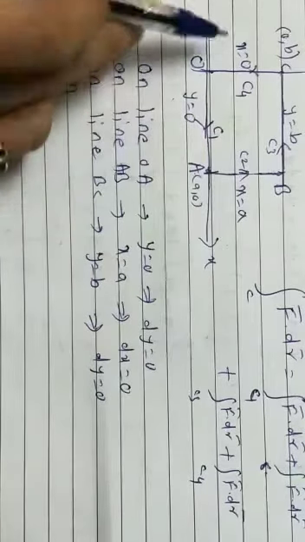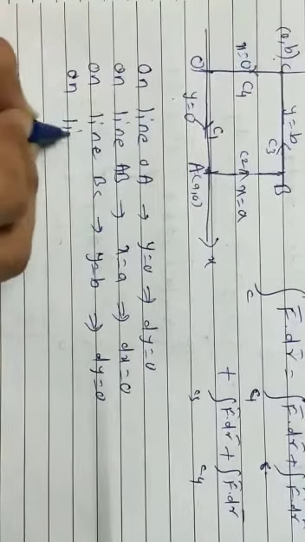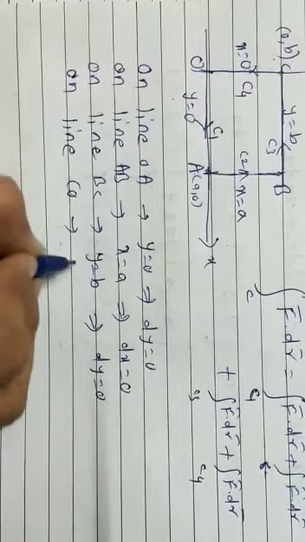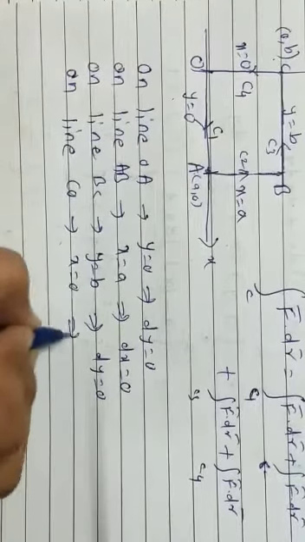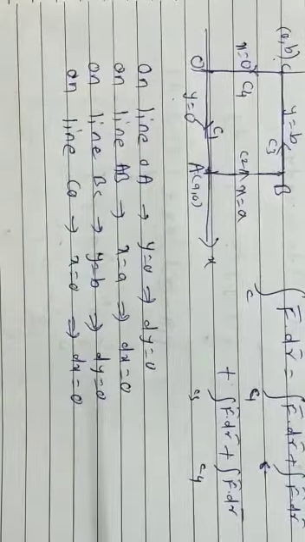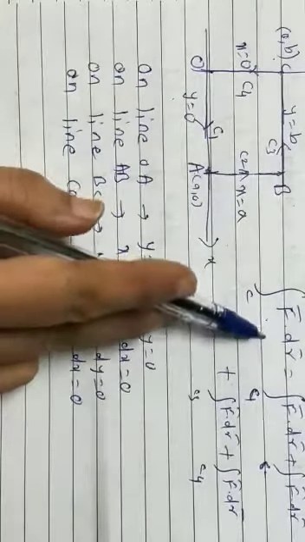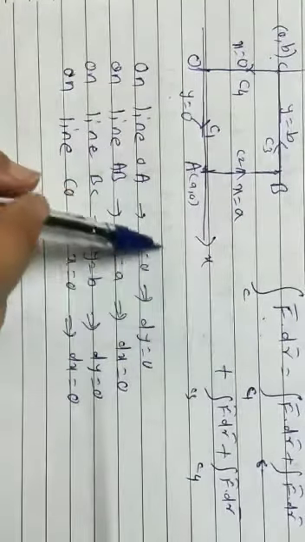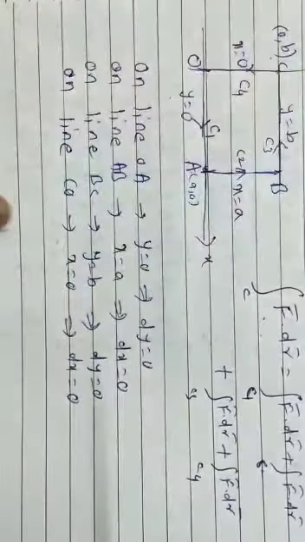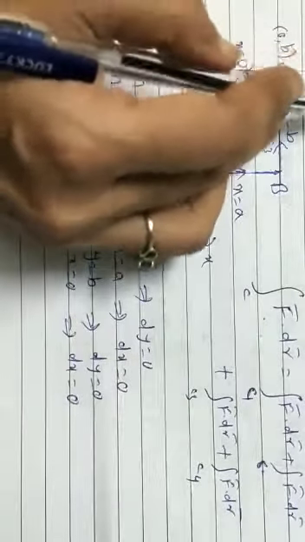Then which line is remaining? CO. So on line CO, what happens? X is equal to 0. X is equal to 0 means dx is also equal to 0. Now when you write this integral, students, you have to take care of all these things, right? Now this is your main f bar dot dr bar.